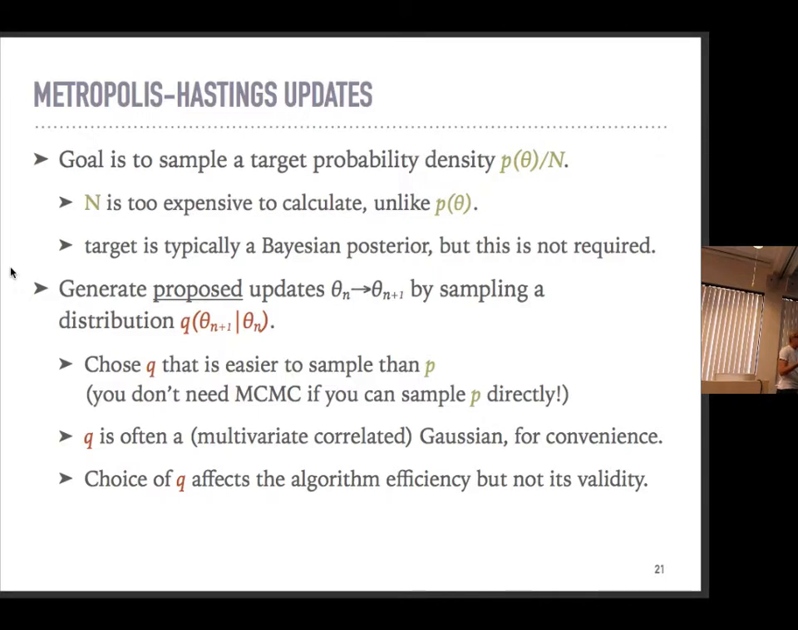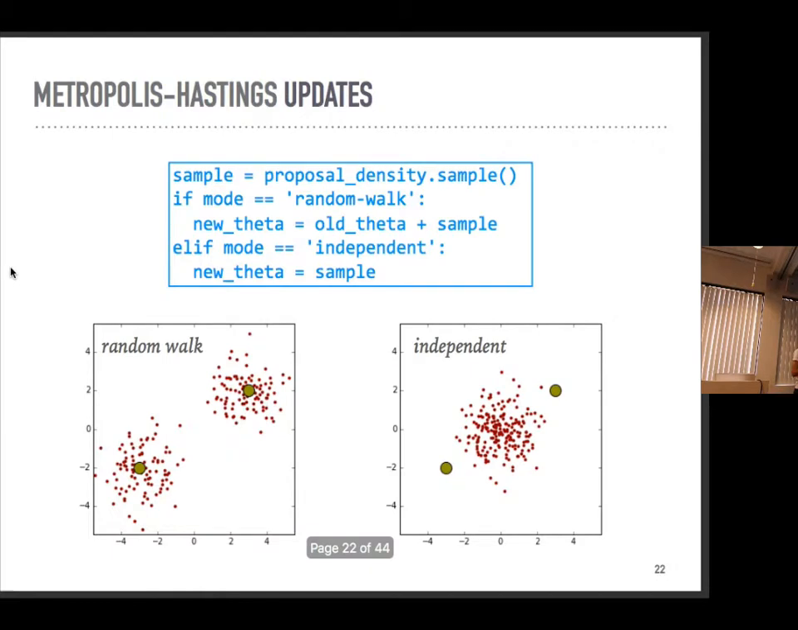It turns out it doesn't really have to look that much like the one you're sampling. In practice, we almost always choose Q to be a Gaussian, or a multivariate correlated Gaussian, what we were looking at yesterday, just for convenience, because that has such nice numerical properties. And your Q doesn't really have to look like P. If it does look like P, it'll make things more efficient, but it won't affect the validity of the answers.